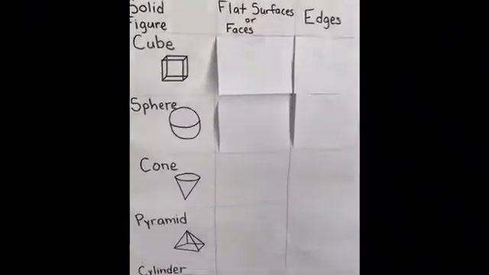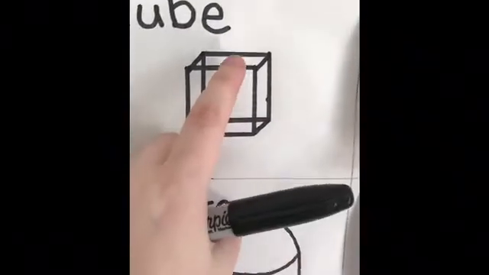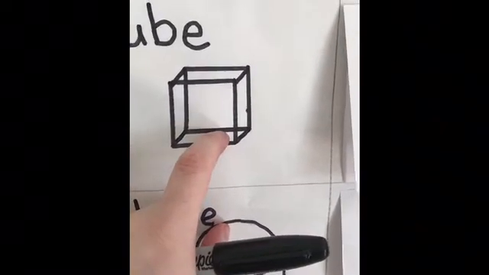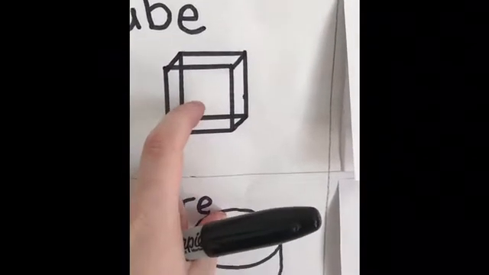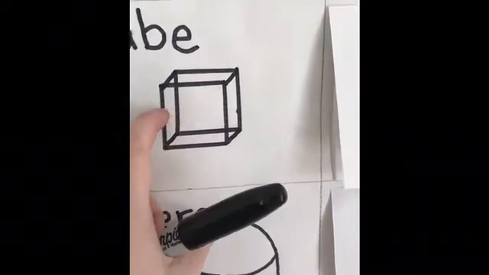So our cube flat surfaces or faces are pretty easy to figure out. They are just what they say, flat. So we have our top and bottom, 1, 2, and then always on a box we have our sides, 3, 4, our back, 5, 6. So our flat surfaces on a cube, we have 6.